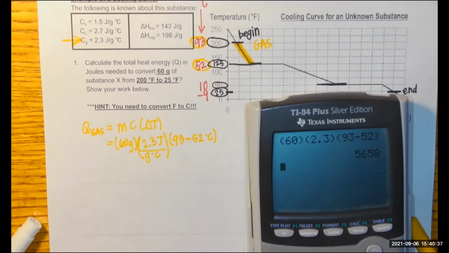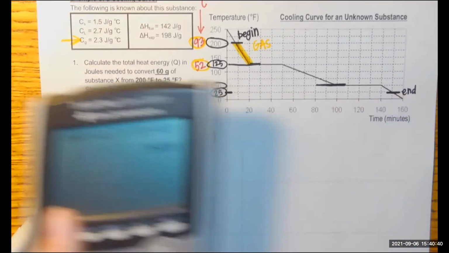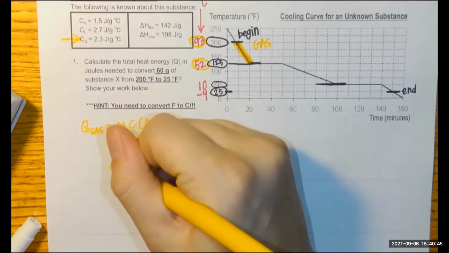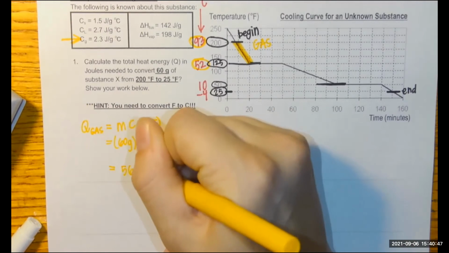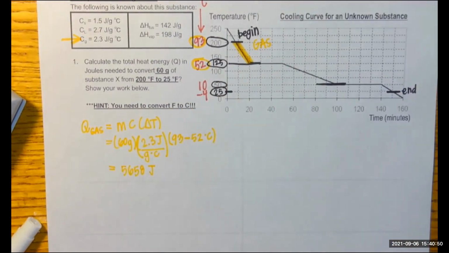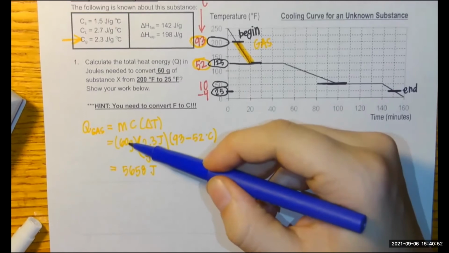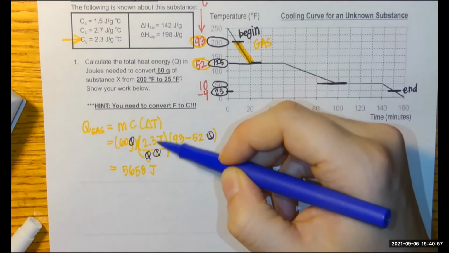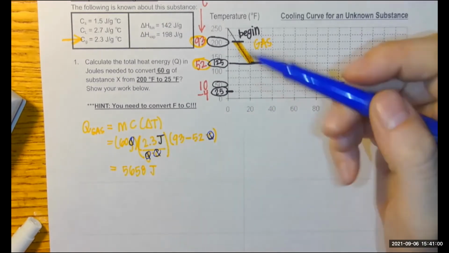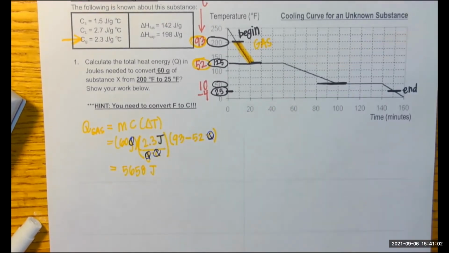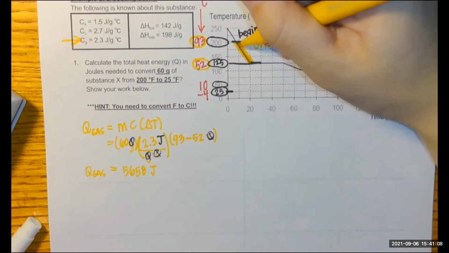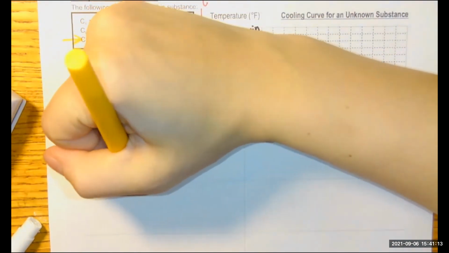Equals 5658. If you look at how everything cancels out, you'll see that we've got grams, grams, Celsius, Celsius, and the only thing left here is joules. So my answer is the heat of the gas state, this section, is 5658 joules.